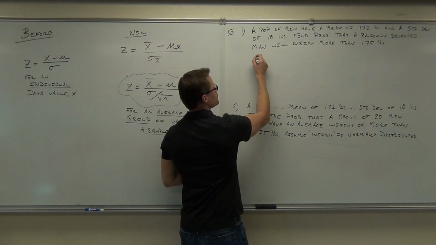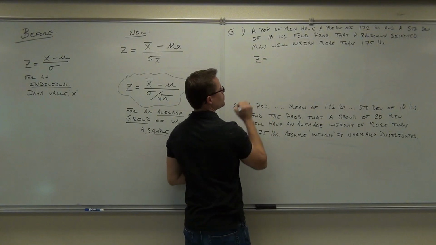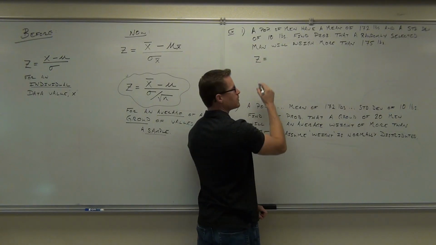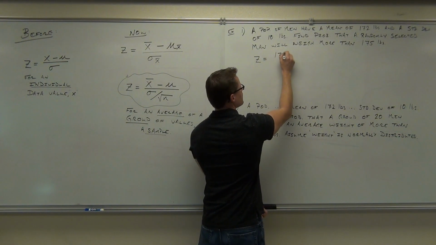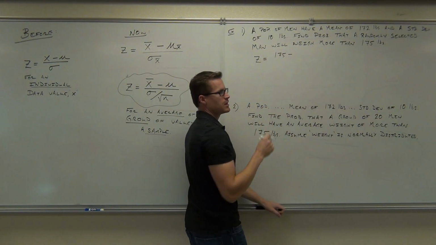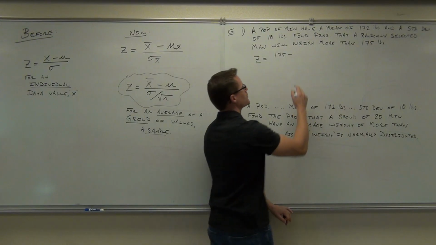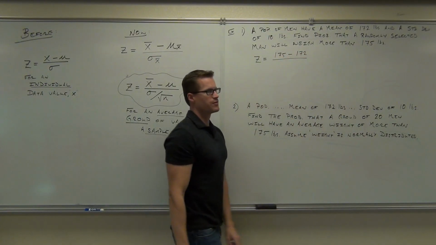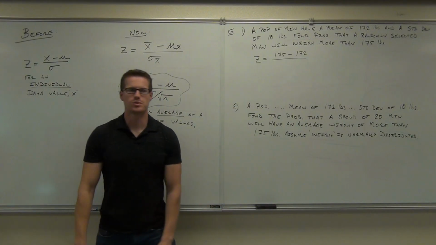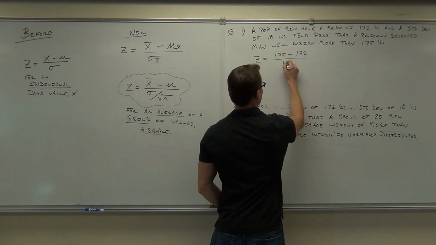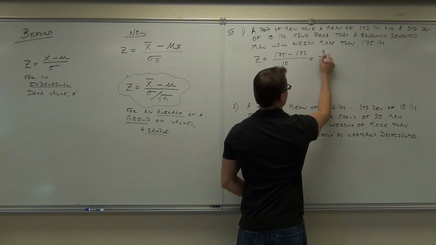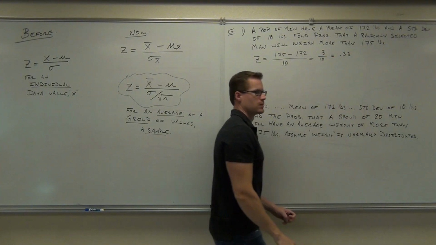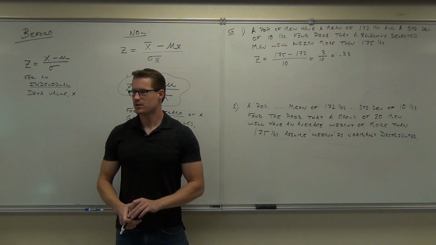So first thing, translate to a z-score. What is my x value here, ladies and gentlemen? 175. Good, that comes first. Minus the mean for the population, how much is that? 172. Over the standard deviation for the population, what are we assuming that to be? 10. This is going to be 3 over 10 or 0.3. You with me, ladies and gentlemen?